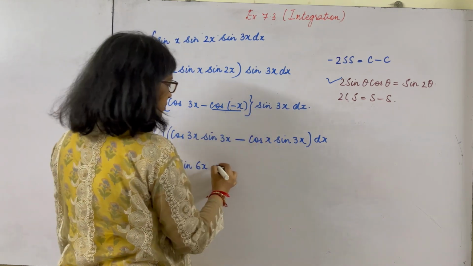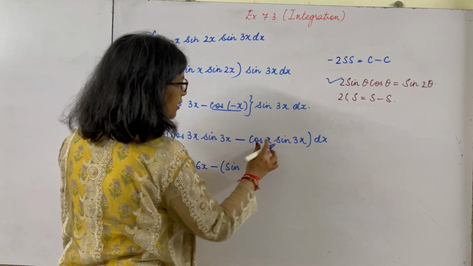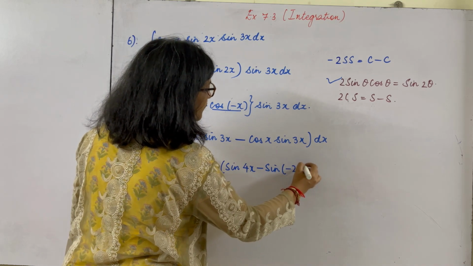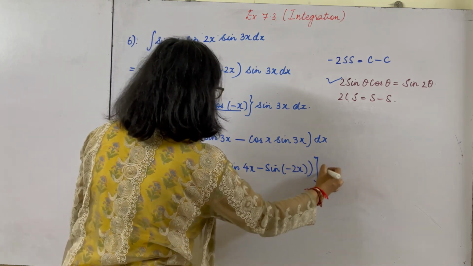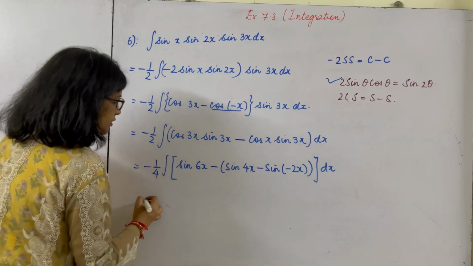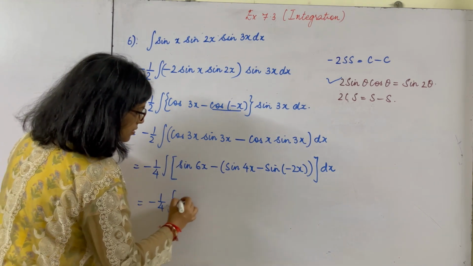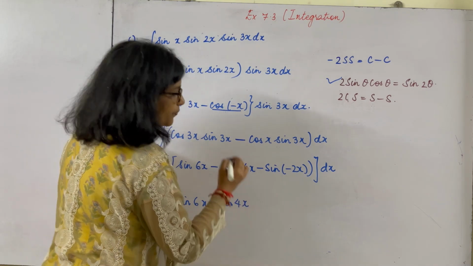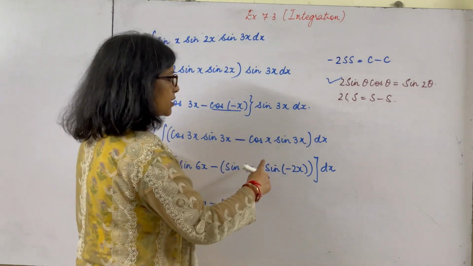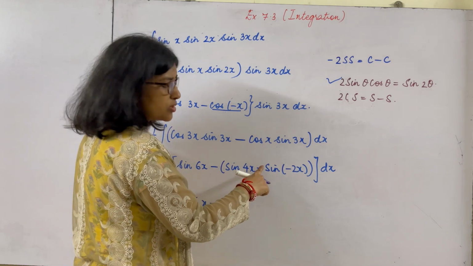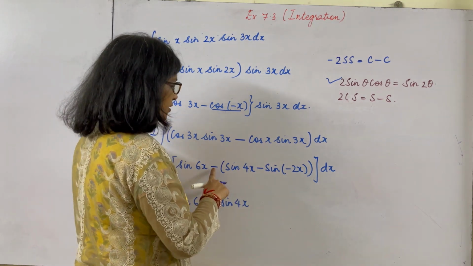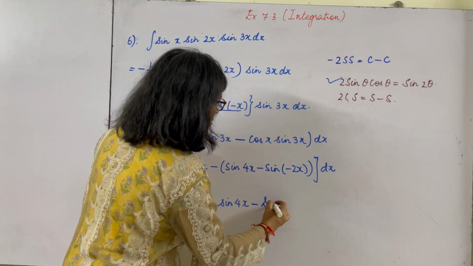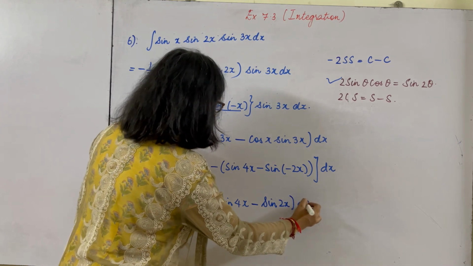Okay. So what is the formula? Sine add the angle minus sine subtract the angle. So this is sine 6x minus sine 4x. Now we know sine is an odd function, so this minus sign will come out, this will become plus and one more minus. So actually we have minus, minus and minus 3 times, so it's minus 2x. Now integrate it.